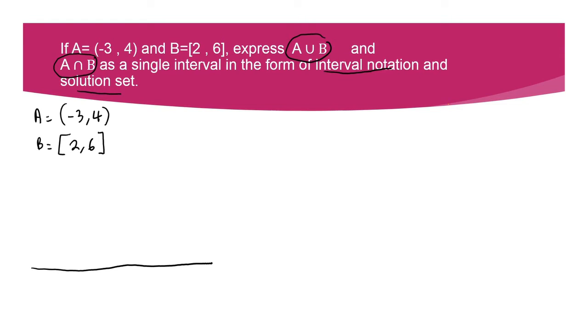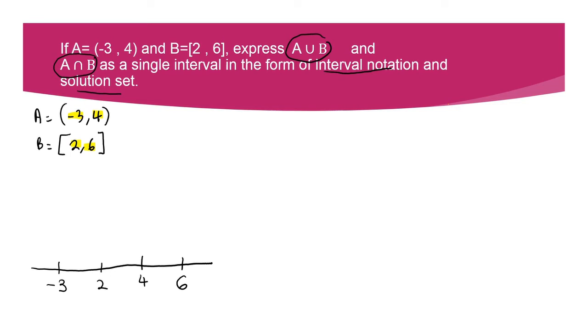So I have a horizontal axis. Then notice that I have four numbers here. They are -3, 4, 2, and 6. Now on this horizontal axis, I will arrange these four numbers in such a way that the smallest number will always be at the left-hand side. So I have -3 followed by 2, 4, and 6.